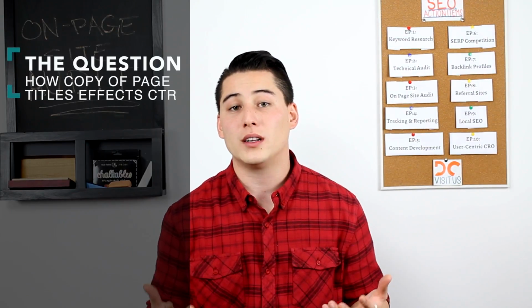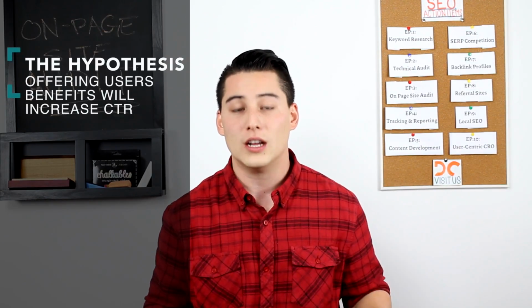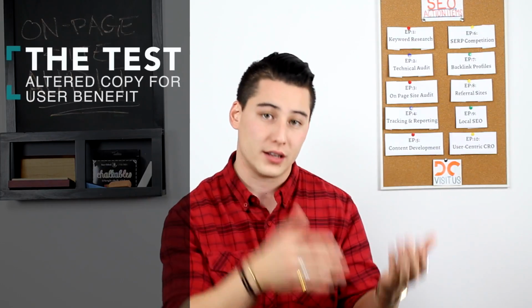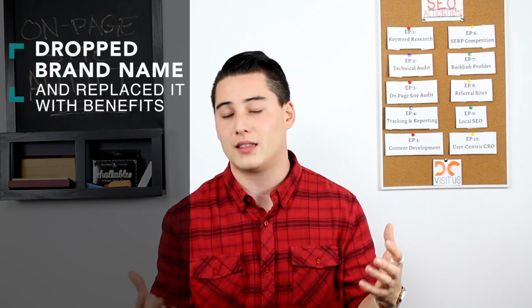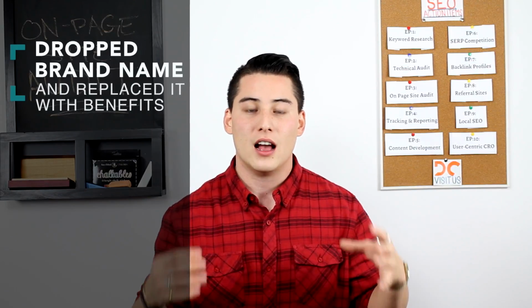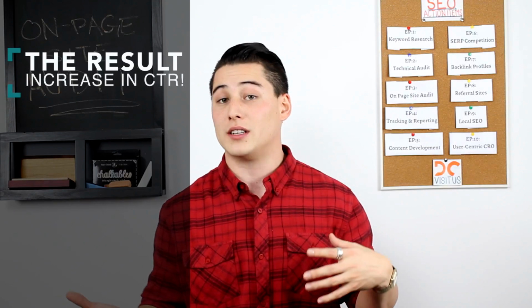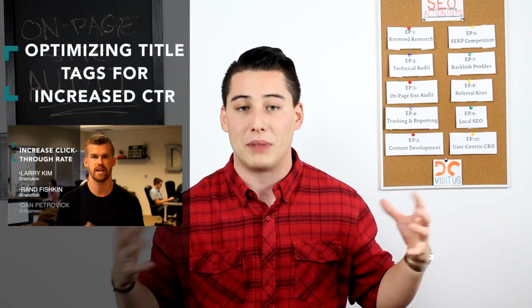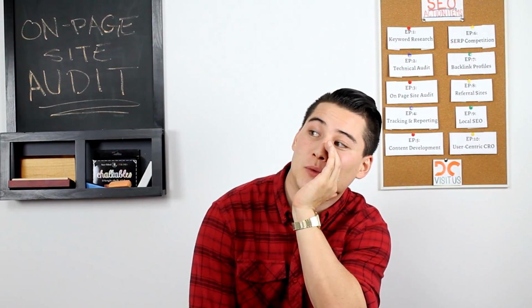For example, we wanted to see how the copy in our page titles would affect our click-through rates. So to test this, we actually altered the copy in our page titles. We dropped our brand name and replaced it with a parenthetical incentive that users could see a clear benefit for them and why they should click on the link. This actually increased our click-through rates, and you can see more about this test in a related video that we'll link below. Hey, get to the actual tips!